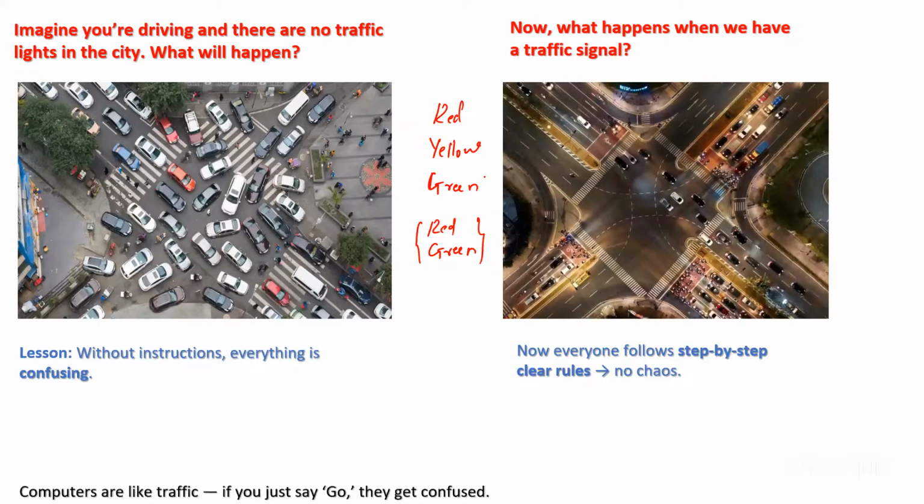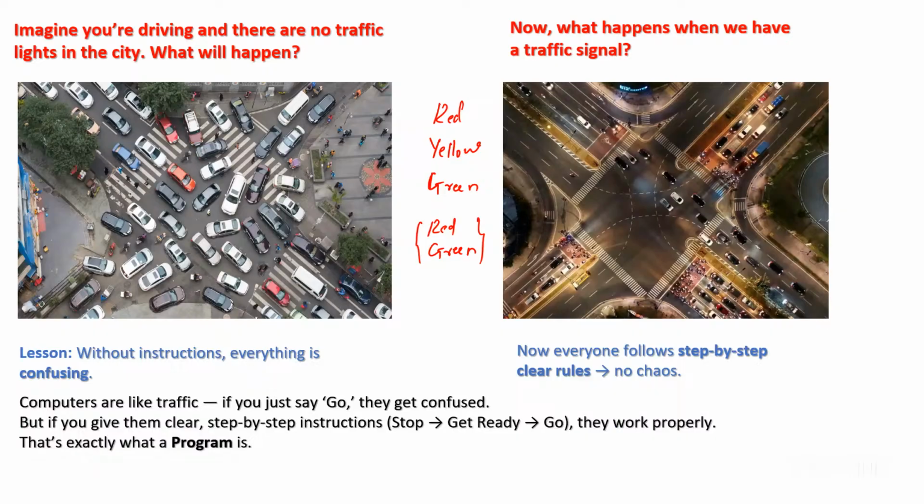The same way, your computer is also like traffic. If you just say go, it gets confused. You need to give a certain set of instructions, step-by-step instructions. When red is there, you stop. When green is there, you go. There is a set of instructions. The same way, to communicate with anything with respect to a computer, you need to give a set of instructions. That's where your program will come into the picture. A program is nothing but a set of instructions you give to the computer so that it can understand what it needs to follow.